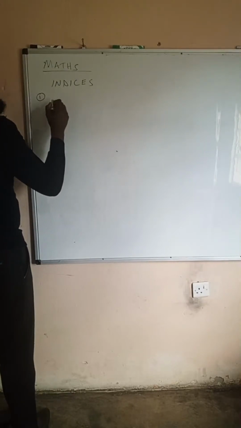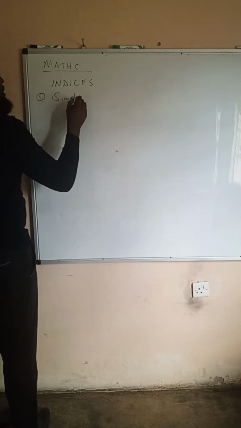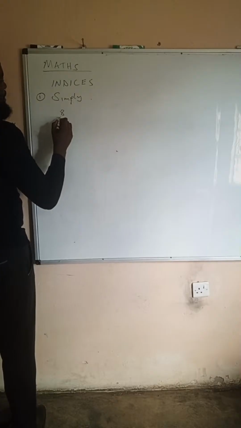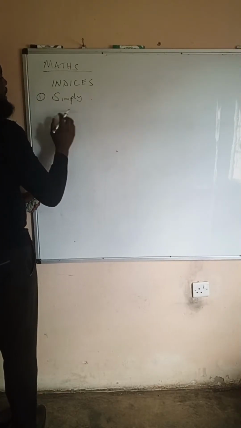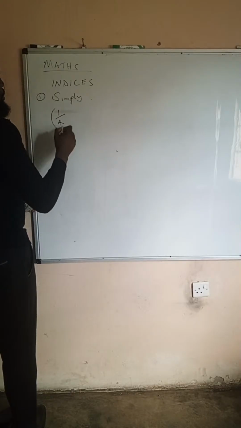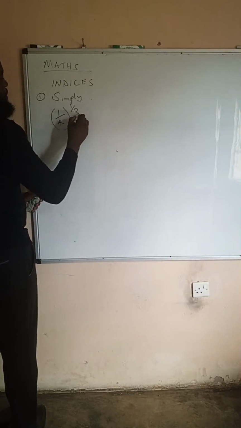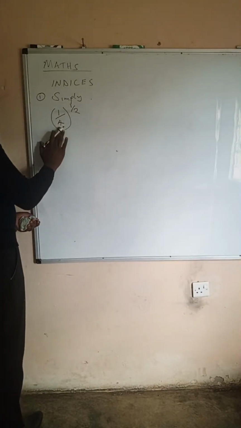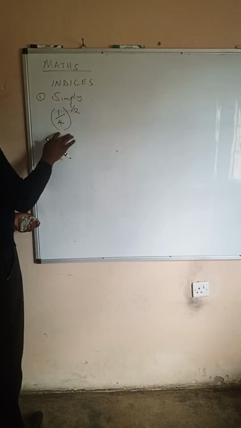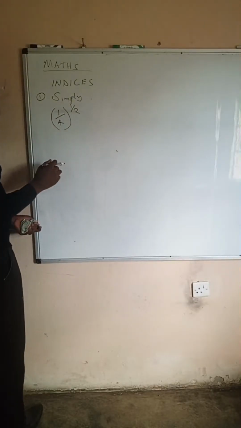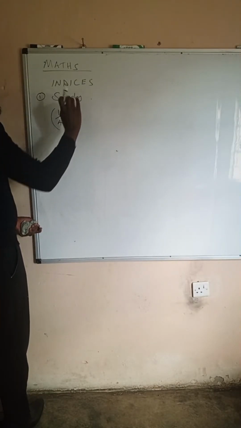For example, if a question comes in an exam where they say simplify 1 over 4 to the power half, so this is the base, and 1 over 2 is the power. How do you deal with such kinds of questions? It's a number raised to a fractional power.